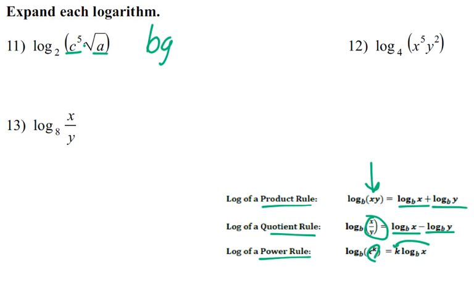So I know I've got log base 2 of c to the 5th plus log base 2 of square root of 8. Okay, that's the first step. Now, are there any other rules I can apply? There's no other multiplication. There's no other division.